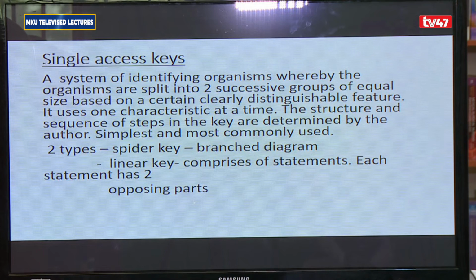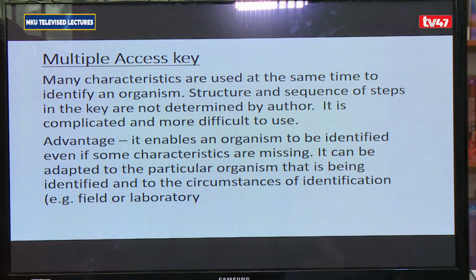Spider key comprises of a branch diagram. Linear key comprises of statements whereby each statement is based on one characteristic and it is given a number and it has got two parts which have got the same characteristic but giving its contrasting features. So for the single access key, uses one characteristic at a time, steps are determined by the author.